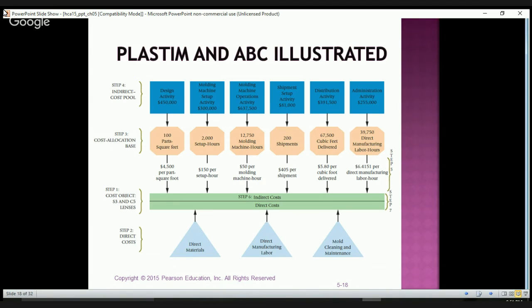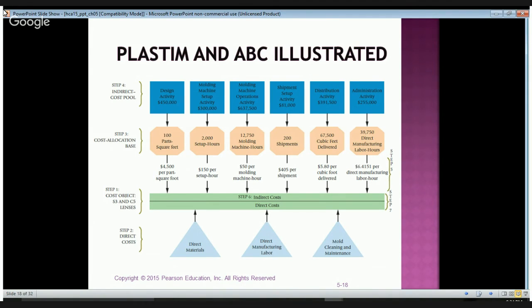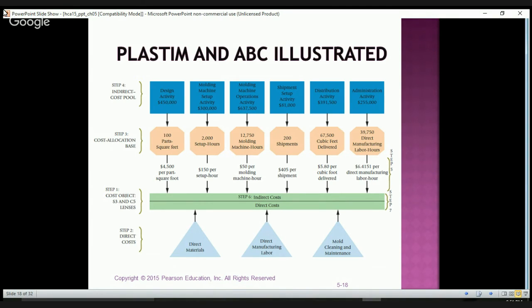At Plastim, after such research and analysis, the managers define the activities we see here. But please note, this process of defining activities is often quite difficult. The identification of activities that truly drive the costs, and the activities that should be separated or combined, all present challenges in the process. An ABC system should have enough activities identified to properly allocate costs, but not so many that the system becomes unwieldy.